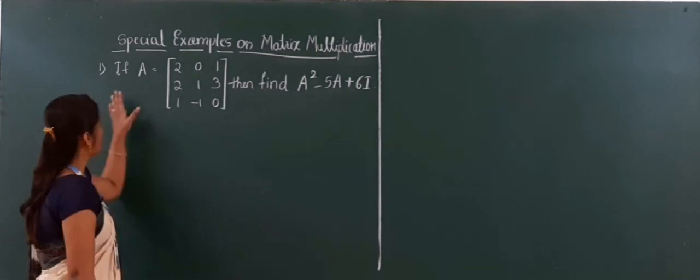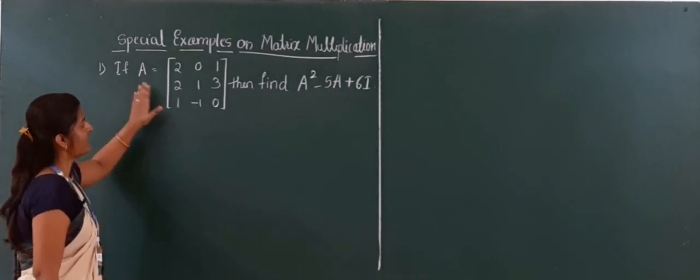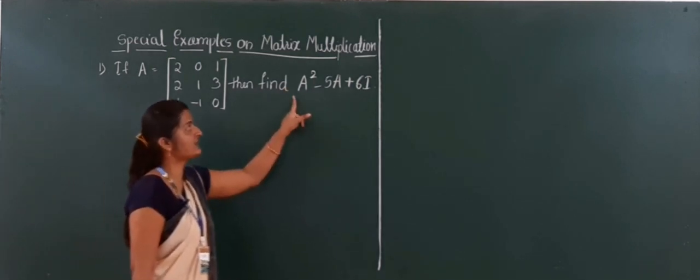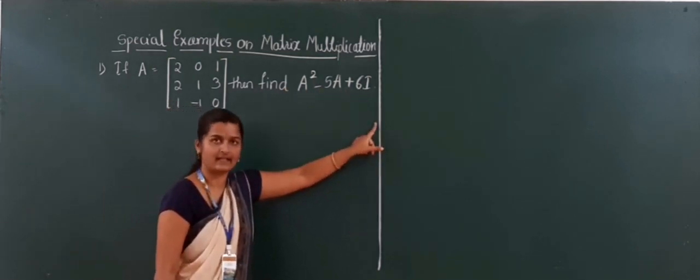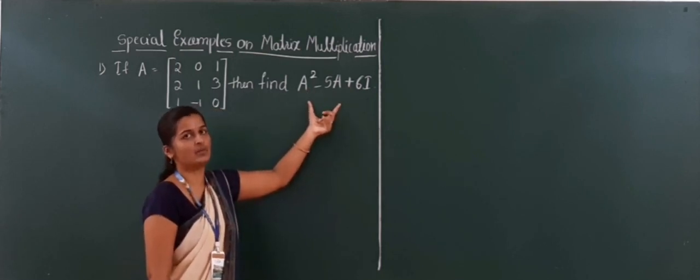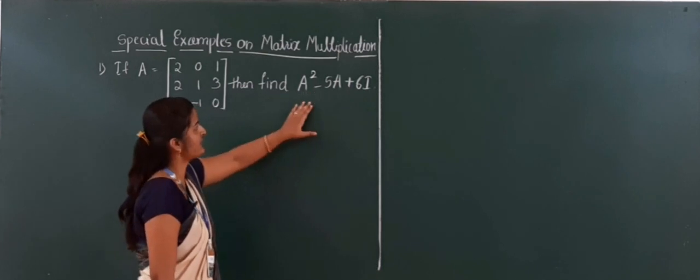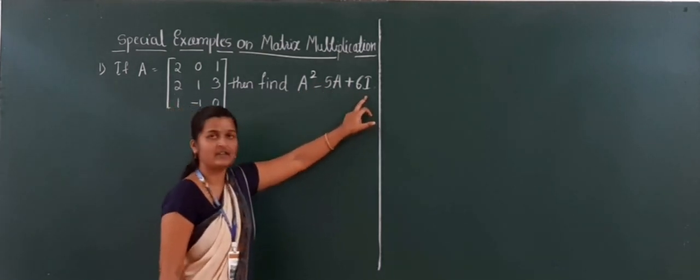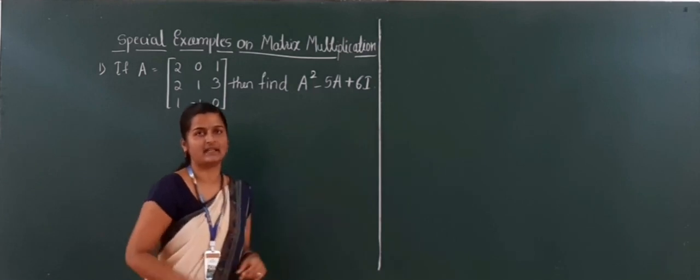So see here. The first question is, if A is a 3 by 3 matrix, then we have to find out A square minus 5A plus 6I. So we have to find out this expression. What is the value of this expression? This expression contains A square and minus 5A plus 6I, where I is the identity matrix.